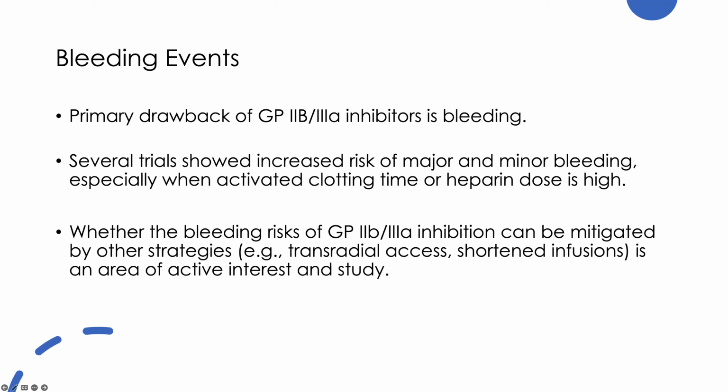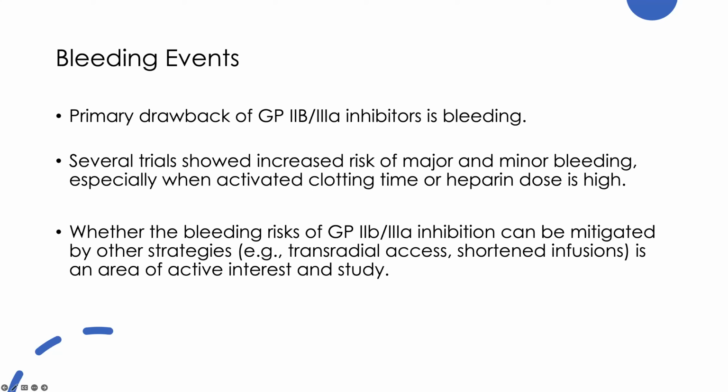There are so many trials, so much discussion about them. What we want to focus on, or what we want to learn out of all of that, is, okay, what's the primary problem with these agents? Patients tend to bleed. Several trials showed that, especially when the clotting time or the heparin dose is too high, you increase the risk of bleeding. Bear in mind, a lot of those trials were also done in the era where the femoral approach was the predominant approach. So that makes things worse. So with bleeding, you will have more risk of complications. You don't have the radial approach as much, especially in the early 2000s.